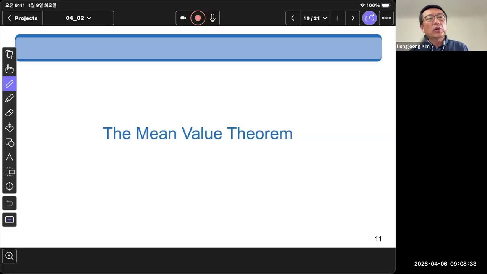Now, today we want to consider the mean value theorem. Before I consider the mean value theorem, please remember that there are three requirements, three hypotheses for Rolle's theorem. First, the function is continuous. Secondly, the function is differentiable. And thirdly, f of A and f of B are the same. Okay.